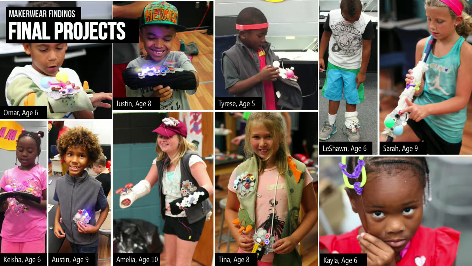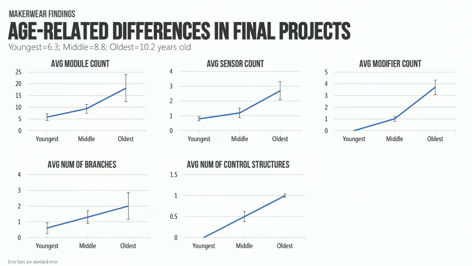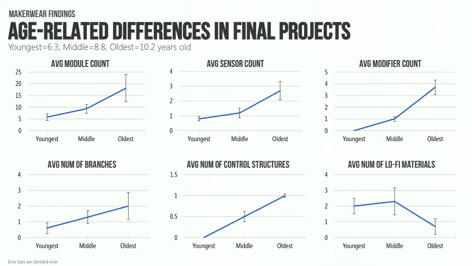I think the coolest part about building a toolkit is enabling creativity, and so I'm happy to present some of the projects that they've worked on. First, we did a quantitative analysis of what they built. As you might expect, as a child was older, they used more modules as well as more complex modules. So they built more complex designs, like using inverters and thresholds, for everything except use of lo-fi materials, which was the lowest amongst the oldest group.